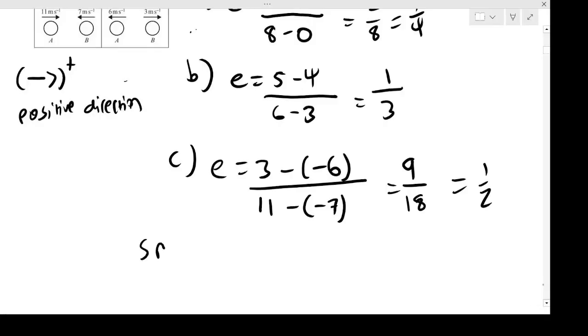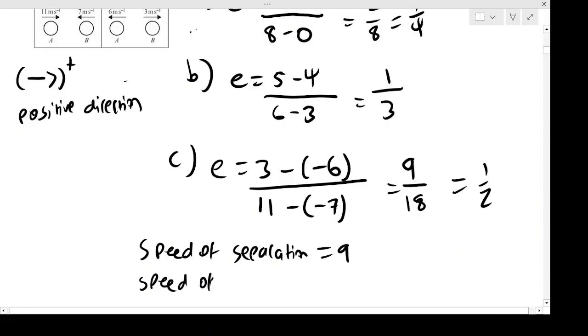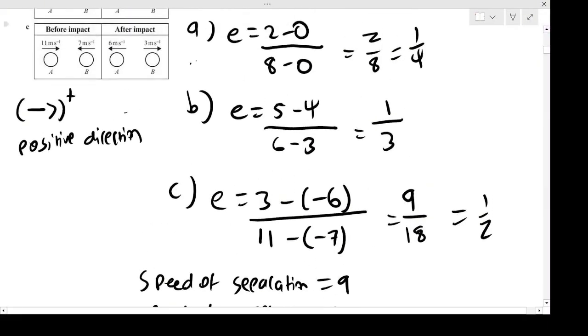So my speed of separation, firstly, well, we calculated it, it's the numerator, right? It's 9. Okay, and the speed of approach is the denominator, which is 18, right? So those are my speeds after and before, right? So firstly, if the speed of separation is 9, what does that mean in this context? So for part C, have a look at these two speeds. Remember, I said speed of separation is how far the objects move away from each other every second, okay? And so you can kind of see that here.